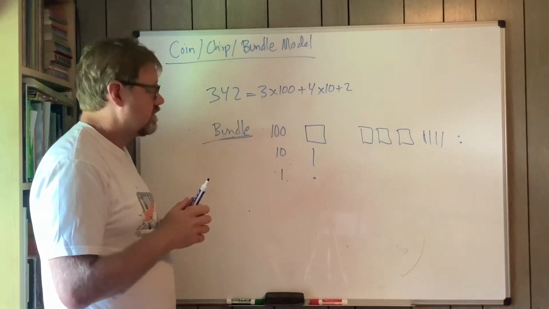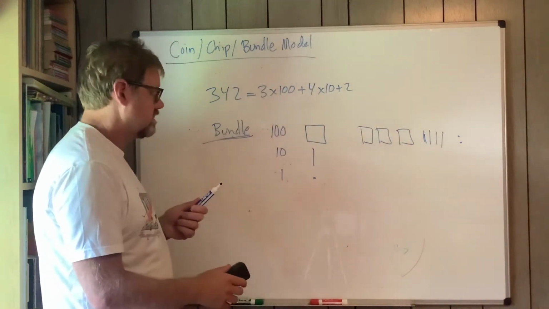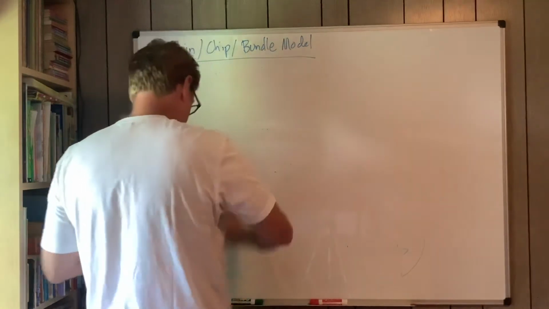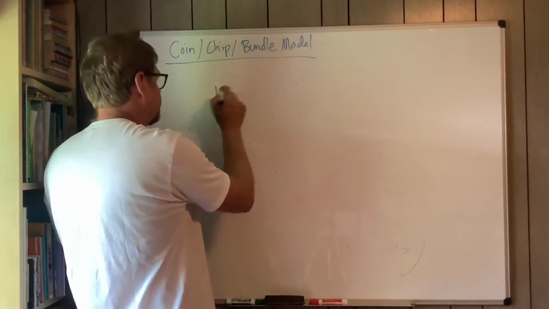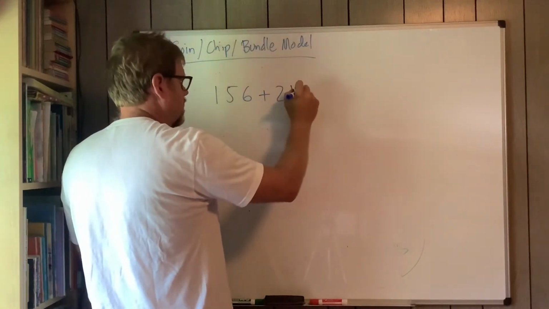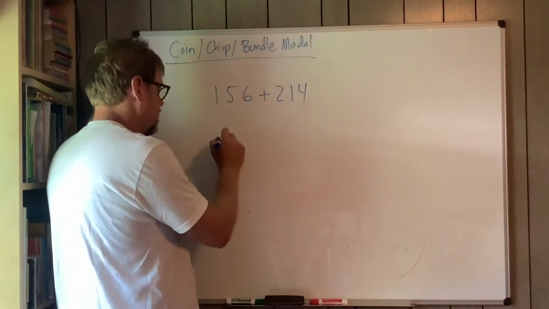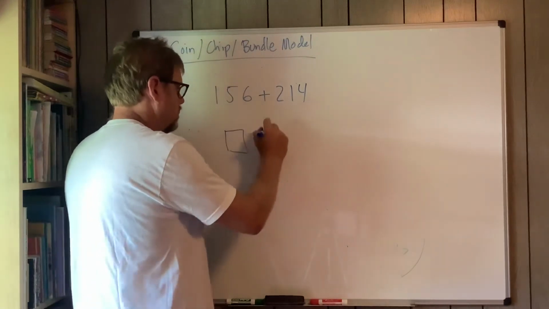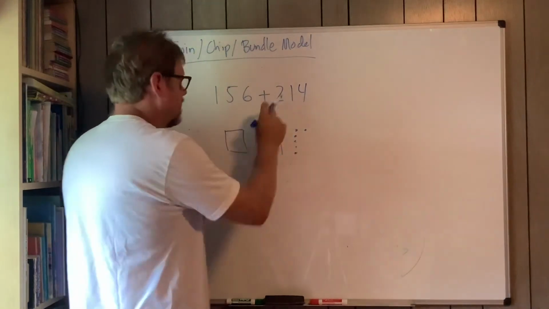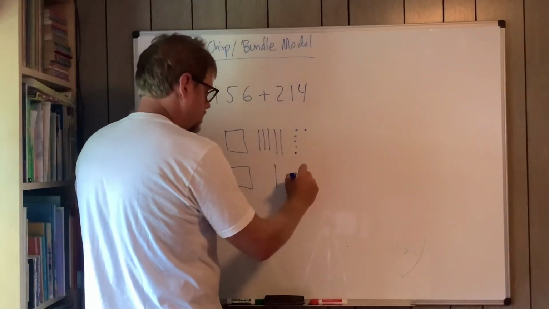Okay, we're going to do a lot of this later in the course. Let me just show how you can do this with the bundle model if I'm doing an addition. So let's do 156 plus 214. So 1 square, 5 lines, 6 dots, and 2 squares, 1 line, 4 dots.